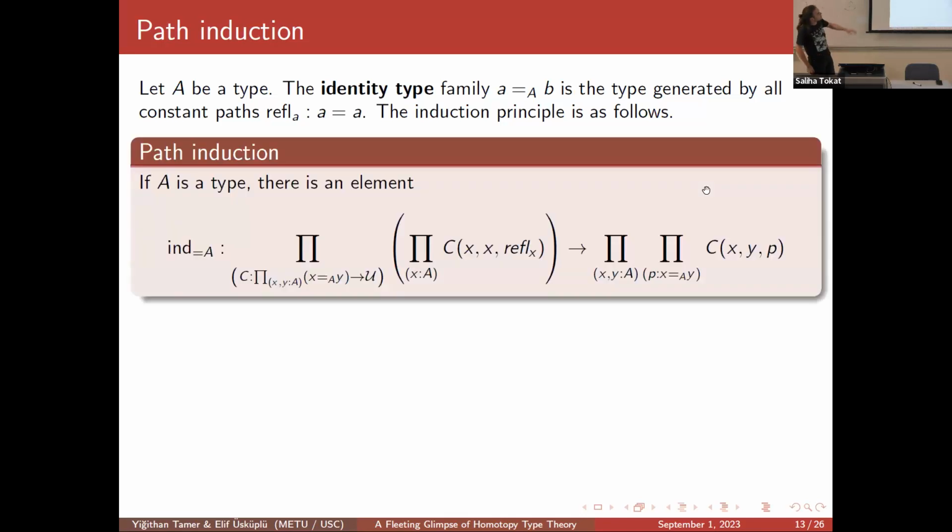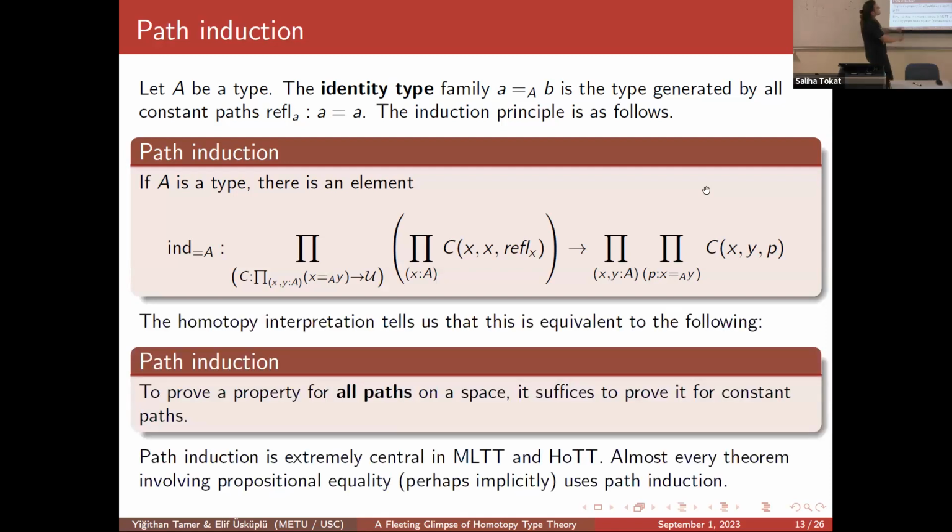Yes, and we have an inductive principle, but this is confusing. I have not much time, so I'll just tell you what it means. You have a type family, and this is telling you that if you want to construct a function out of the identity type, you should give me the values on the constant path. Or rather, looking at it like propositions, it is enough to prove a property on constant paths to prove it for basically all paths on the space.